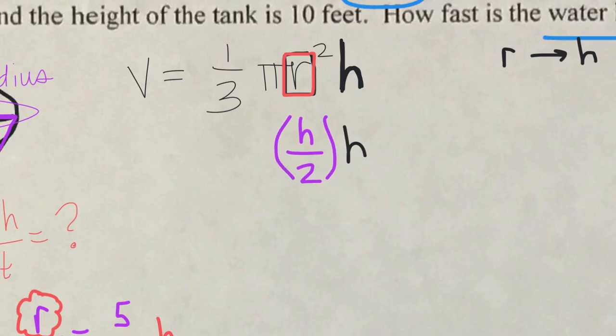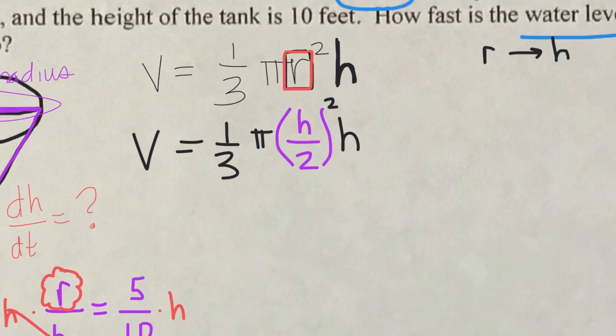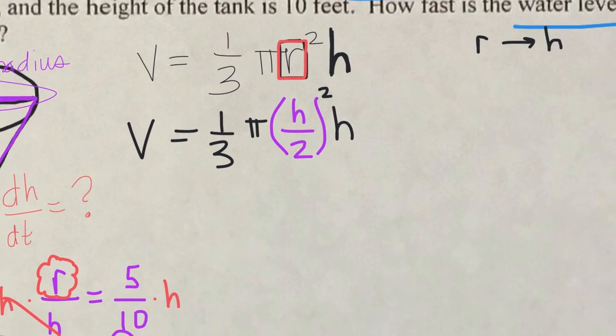Okay, this is the first of our hard steps. Anytime we have a cone problem, these are the steps that we need to do. Okay, so first we find the ratio between the radius and the height. And now we have to simplify our equation. So let's do our squaring. We're going to square h and we're going to square 2.